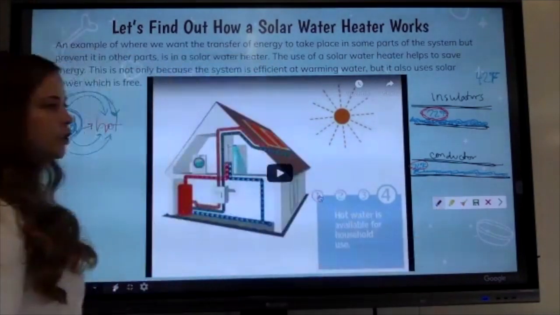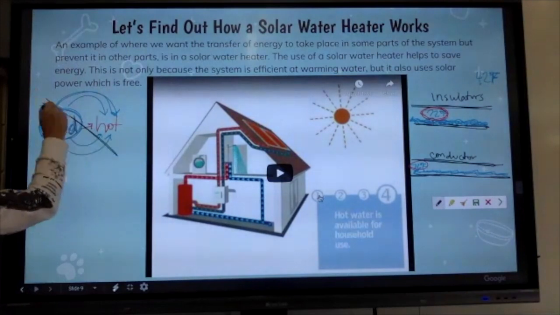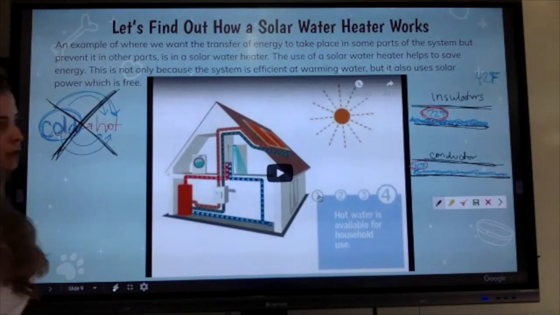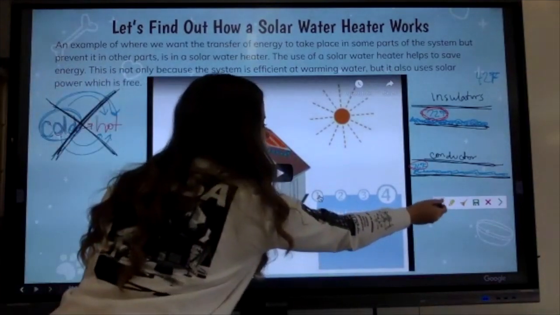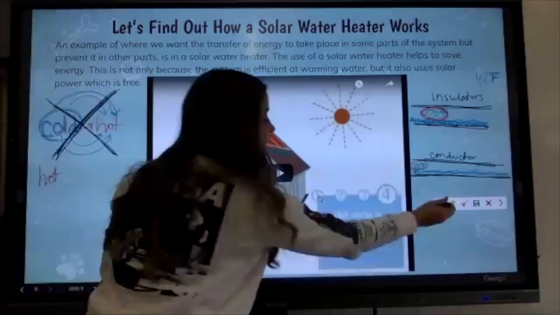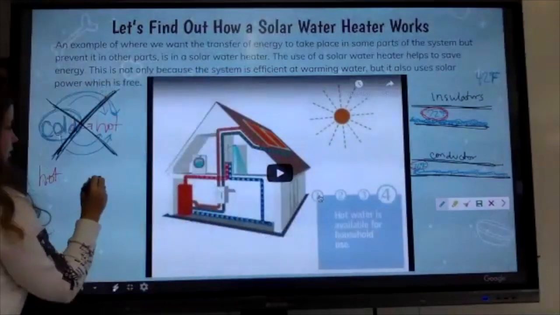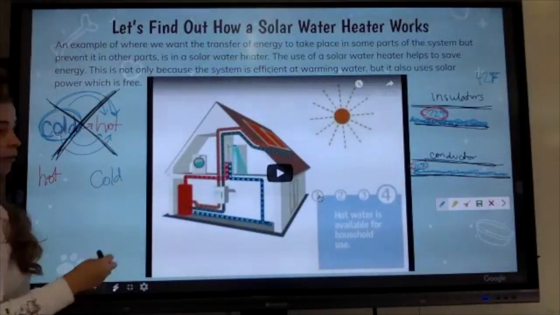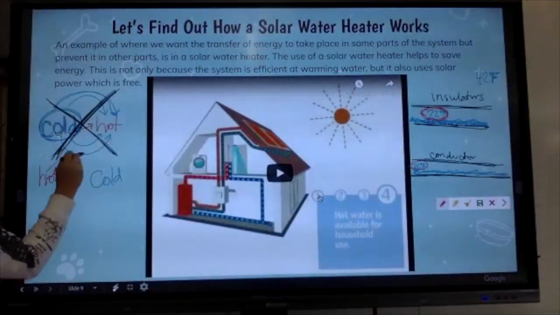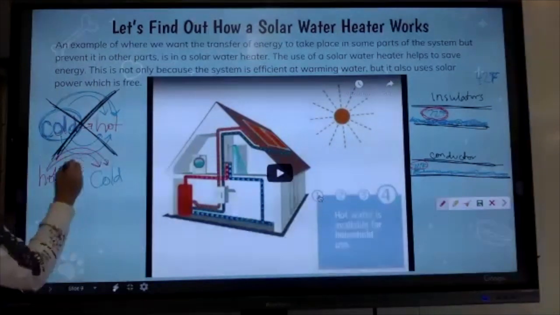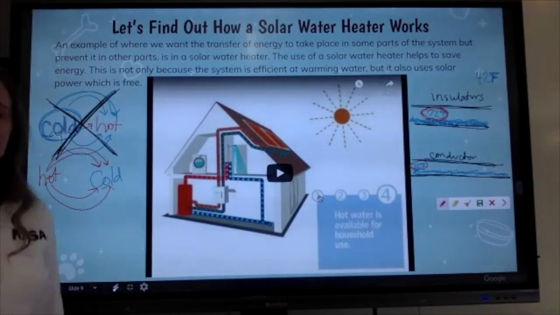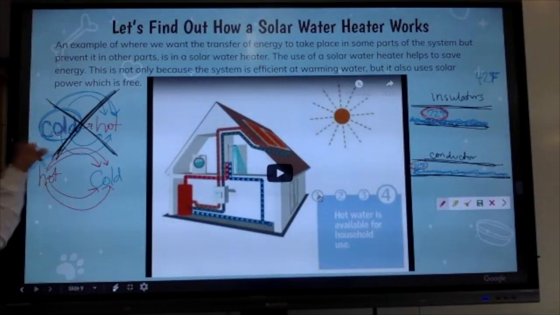So, ladies and gentlemen, we have not been learning about cold energy. We've been learning about heat energy. So that means that whatever the hot object is, has more heat energy than the cold object. So the way that the energy is going to be transferred is from the hot object to the cold object until both objects are at the same temperature. We do not transfer heat from cold to hot.